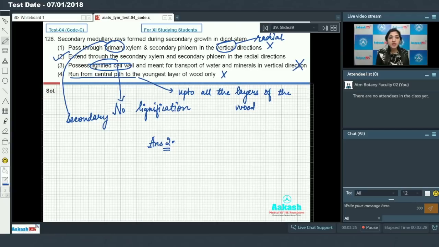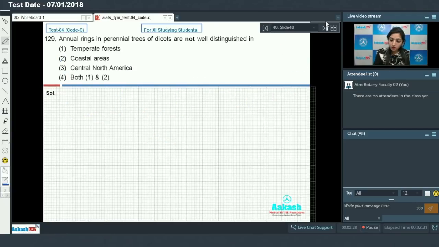Moving on to the next question, that is question number 129. Annual rings in perennial trees of dicots are not well distinguished in temperate areas. They are well distinguished in central North America. In the coastal areas, temperature is almost constant. Temperature or weather conditions are almost the same. So cambium activity remains the same. So as a result, annual rings in perennial trees of dicots are not well distinguished in coastal areas.